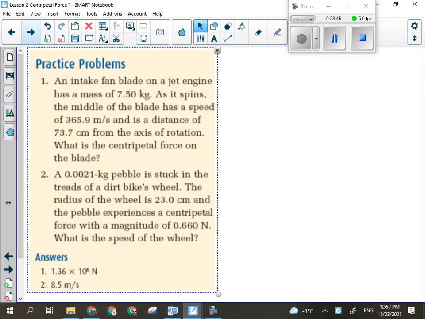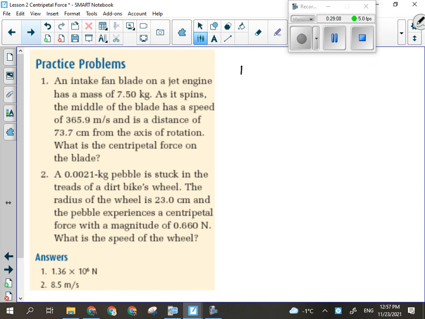All right, I want you guys to try those 2. They just involve centripetal force, mv squared over r. All of these ones involve this.